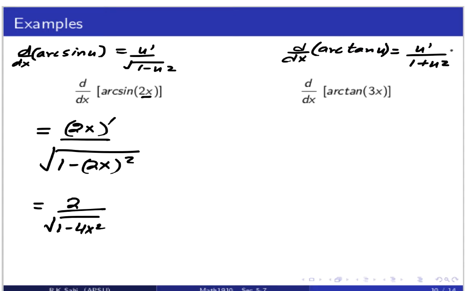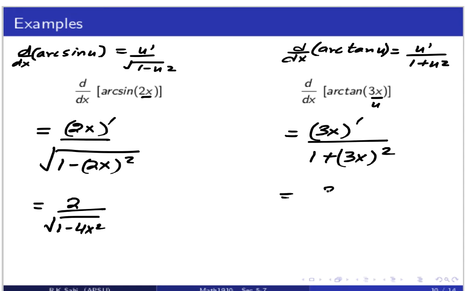Now let's look at the differential of arc tangent 3x. Now here, your 3x is u. So keeping the right hand side of the formula, u prime is what? 3x differential over 1 plus 3x the whole square. You got to simplify. So 3 over 1 plus 9x squared. And we are done. Now let's look at the next set of examples.